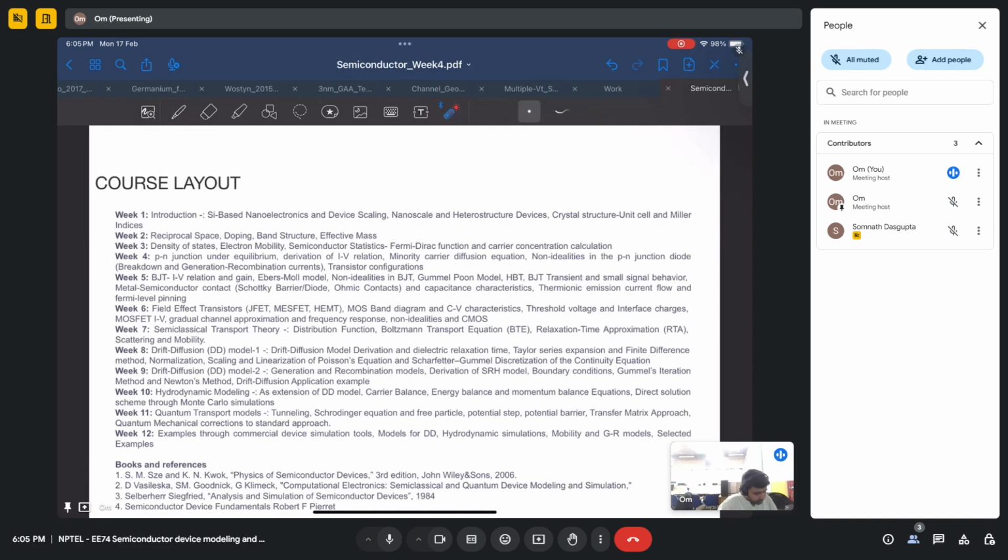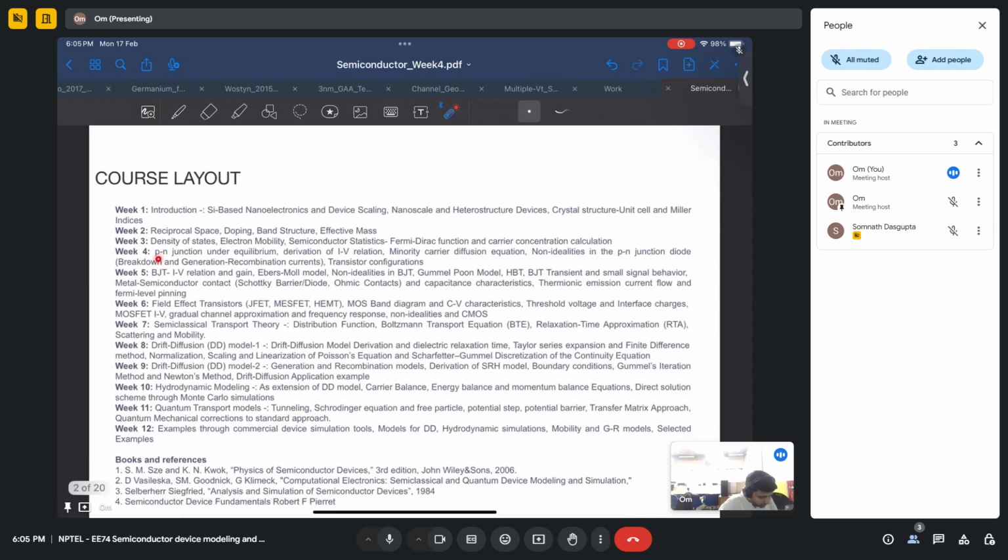So in this week we will mainly talk about the PN junction under equilibrium, derivation of the IV equation, multi-carrier diffusion equation, non-idealities in the PN diode, breakdown, generation, recombination currents, and some transistor configuration or a very brief introduction to BJT.